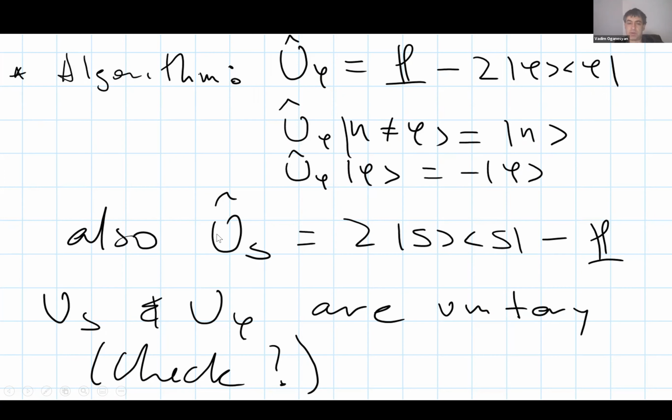We're going to do the same thing with the state S. There are two states that we already specified, and we're going to construct unitaries corresponding to these two states. And U sub S is slightly different, but it's basically the minus of the same thing as for U sub phi. Well, you can see it here. You can check that U sub S and U sub phi are unitary.